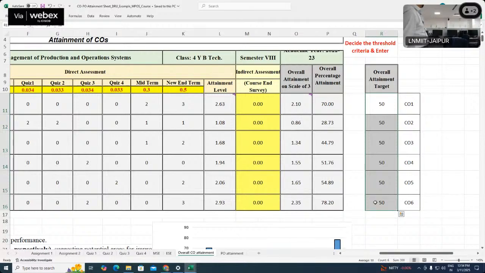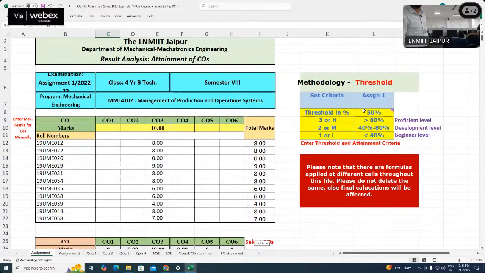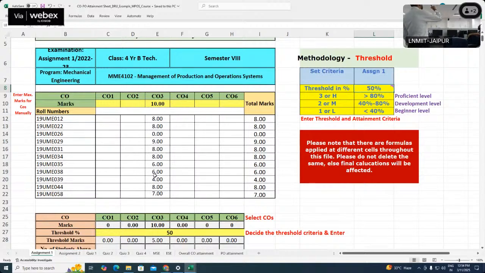No, this is attainment criteria for the component, and here the 50% threshold is for the CO. Both are different. This is the threshold for seeing what is the minimum number of marks you are looking for a student to have, to say that they have gone above that particular threshold. So both values could be different.